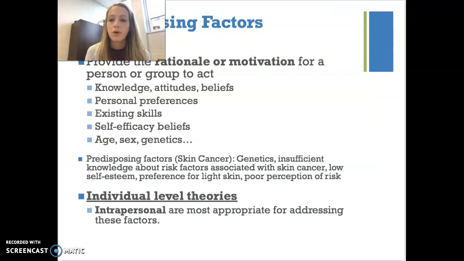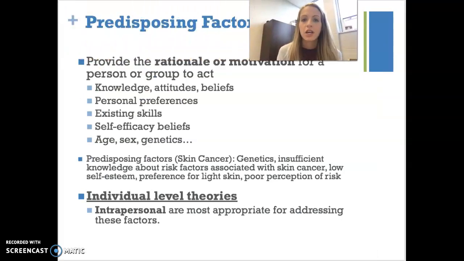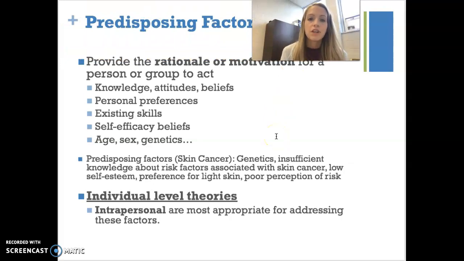All right, so going back to predisposing factors, this provides the rationale or motivation for a person or group to act. These are the knowledge, attitudes, and beliefs, their personal preferences, their existing skills, self-efficacy beliefs. Do they believe they can make this change, or do they not have faith in themselves to make changes? Their age, sex, genetics, etc.